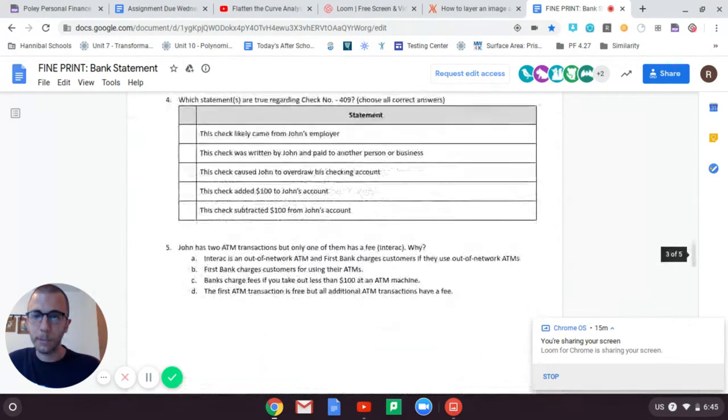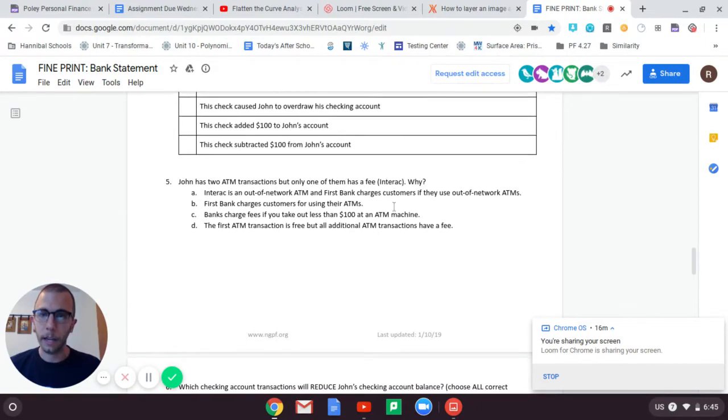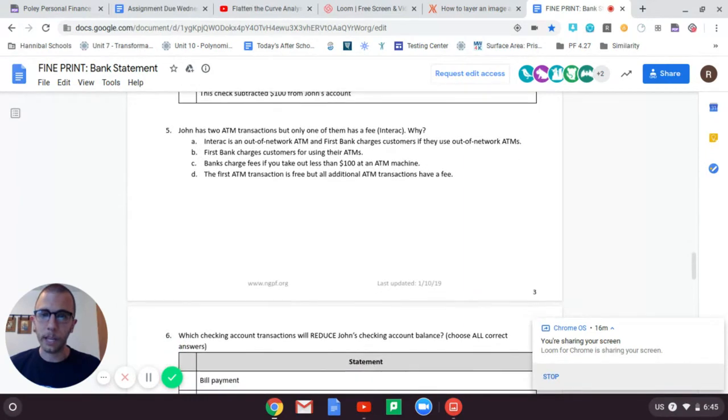Right? But again, that brings us back to letter A. Interact must be an out-of-network ATM, and First Bank will charge customers if they use out-of-network ATMs. That's true for most banks. Right? I have my debit card, my checking account is set up through KeyBank. If I were to go to First Bank here, for example, even though I don't know if it's a real bank, but if I were to go and withdraw from First Bank, I would be charged a fee. Okay, that's just a common thing with checking accounts and debit cards.